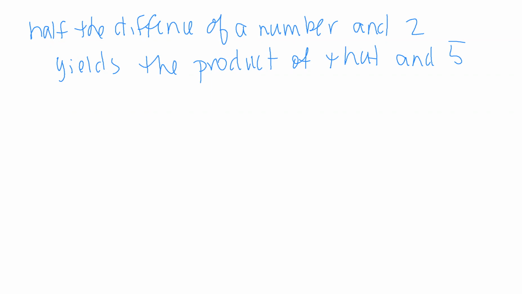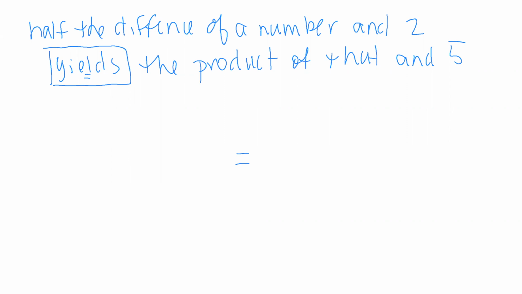First of all, always look to see if you have some kind of word that would indicate equality. We do. In this case, we have yields. All right. Yields is quite literally my equal sign. Everything before the word yields is going to be the left-hand side of our equation. Everything after the word yields is going to be the right-hand side of our equation.